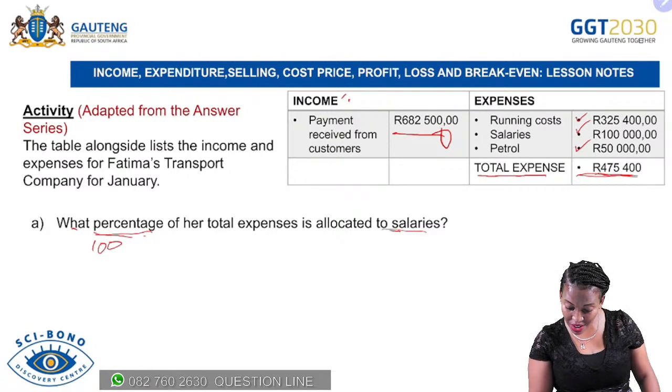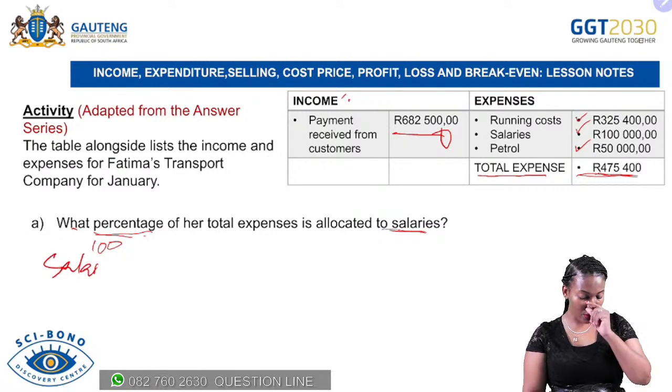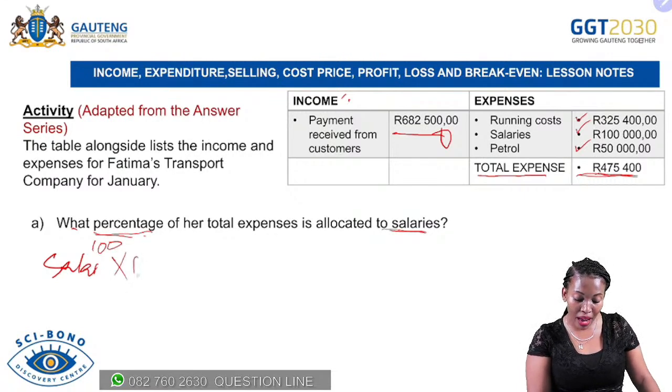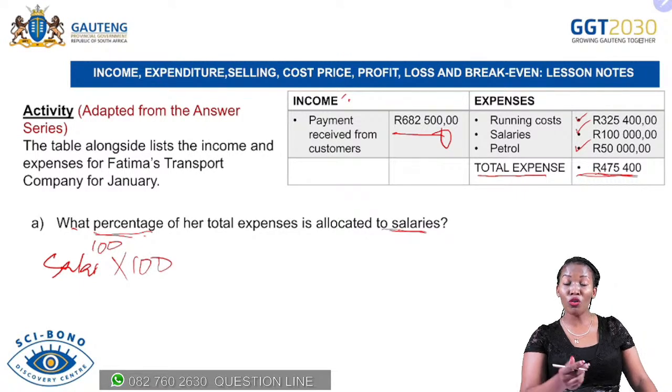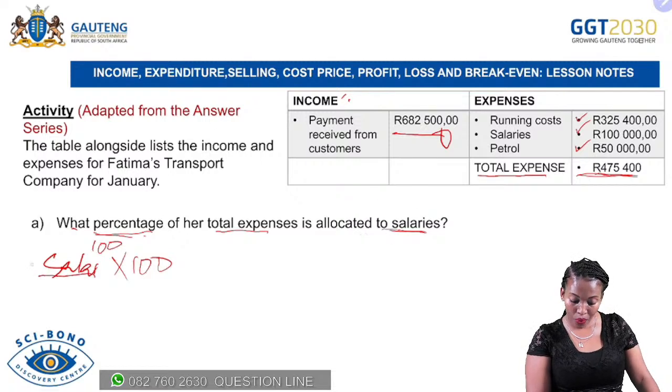The salaries. When you talk about what percentage, it means out of 100. But in this question, it means that whatever it is that you are looking for, you have to multiply it by what? By 100, because we want the percentage. So what was the question again? What percentage of her total expenses is allocated to salary? So it will be your salary over what?